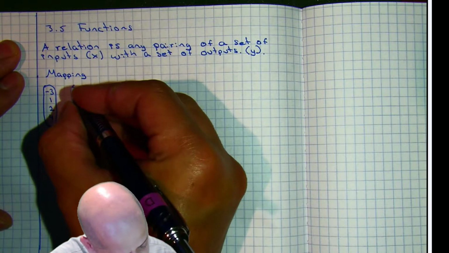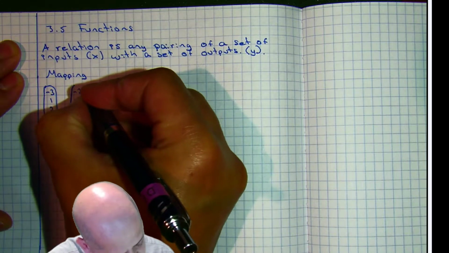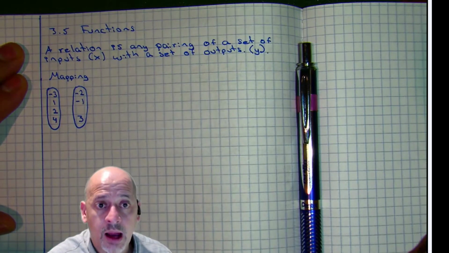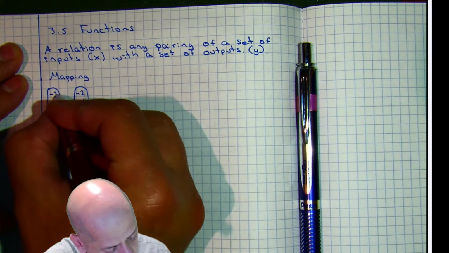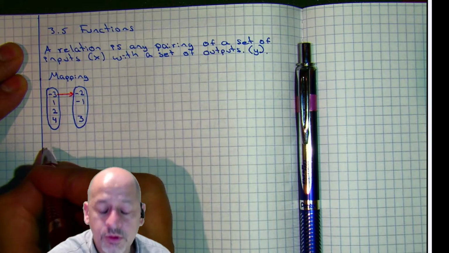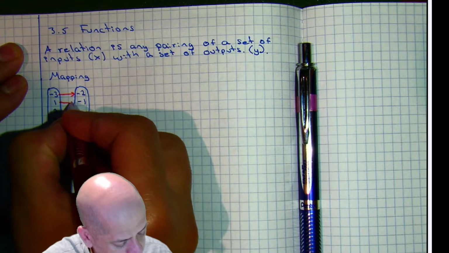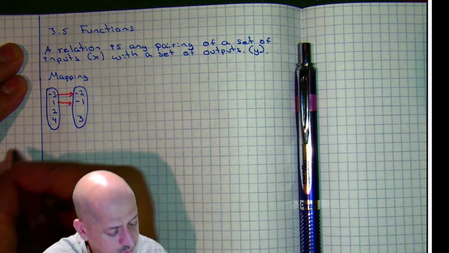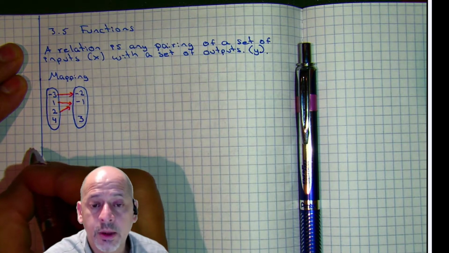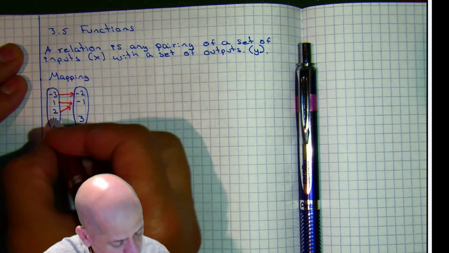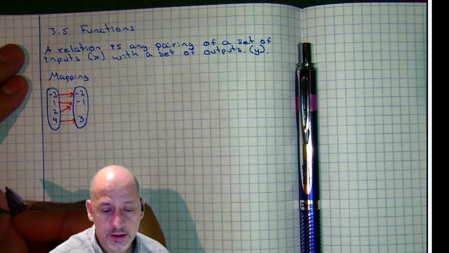So this is considered a mapping. Now with my red pen, I'm going to place my pairing. I'm going to pair my -3 with my -2. I'm going to pair my 1 with my -1. I'm going to pair the 2 with the -1. And last, I'm going to pair the 4 with the 3. So that's called a mapping.